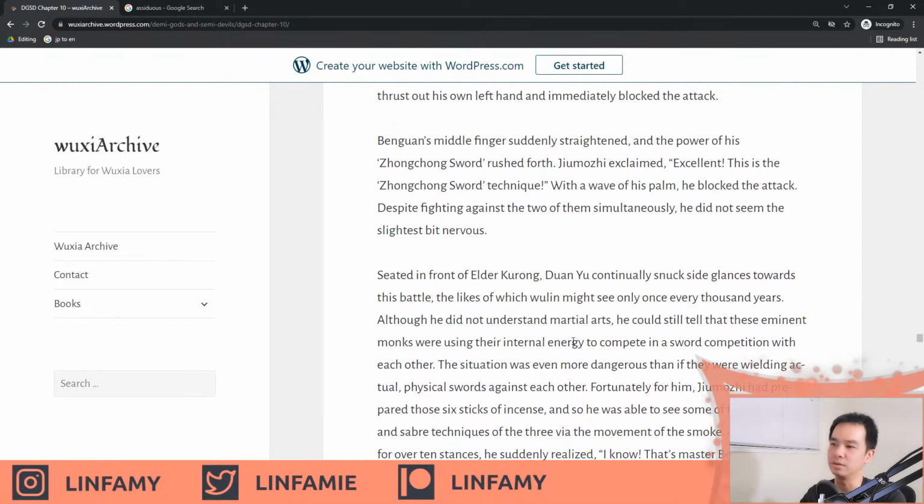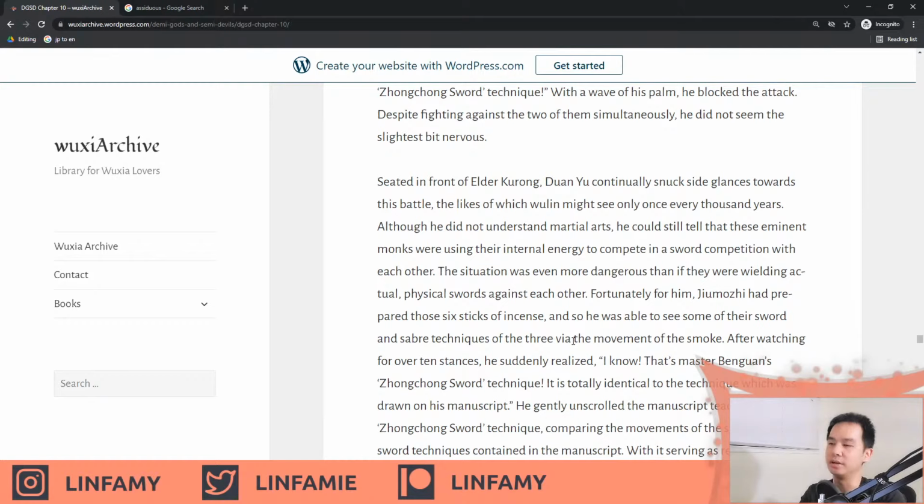Seated in front of Elder Kurong, Duan Yu continually snuck side glances towards this battle, the likes of which Wulin might see only once every 1,000 years. Although he did not understand martial arts, he could still tell that these eminent monks were using their internal energy to compete in a sword competition with each other. The situation was even more dangerous than if they were wielding actual physical swords against each other. Fortunately for him, Jiumozu had prepared those 6 sticks of incense, and so he was able to see some of their sword and saber techniques of the 3 via the movement of the smoke.